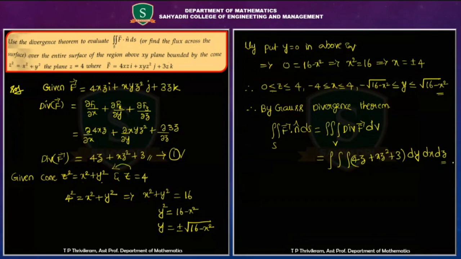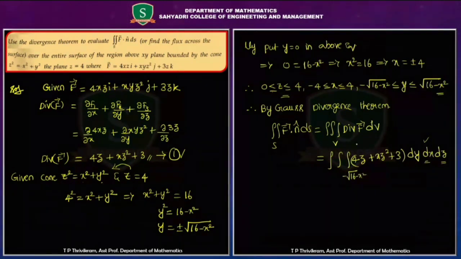Since z has numerical limits, I have taken z as the last preference, the outer integral. Similarly, x also has numerical limits, minus 4 to 4, so I have taken it second. Next, y has variable limits, and whenever you have variable limits, take it as first preference. So here I have to take minus root 16 minus x square to plus root 16 minus x square.